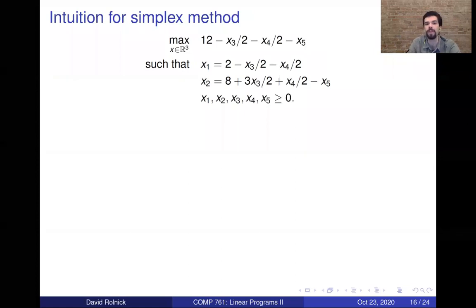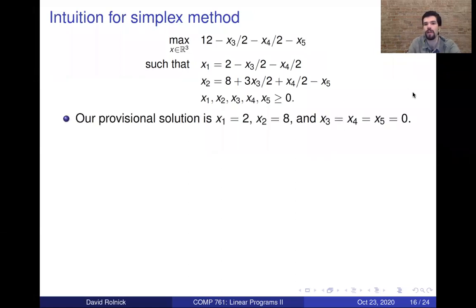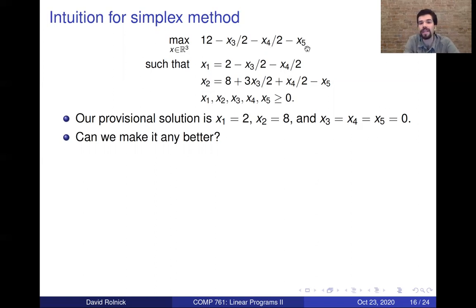Okay, that was another pivot. Our provisional solution is now 2 and 8 and zeros. Can we make it any better? Can we keep on pivoting? No, we can't. Because these are all negative.